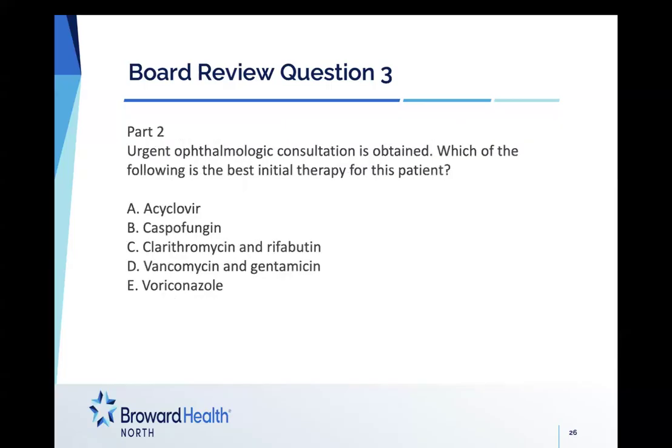And then the last question is part two to the other question we just saw. So urgent ophthalmologic consultation is obtained. Which of the following is the best initial therapy for this patient? And I said this earlier, so the correct answer is E, voriconazole.